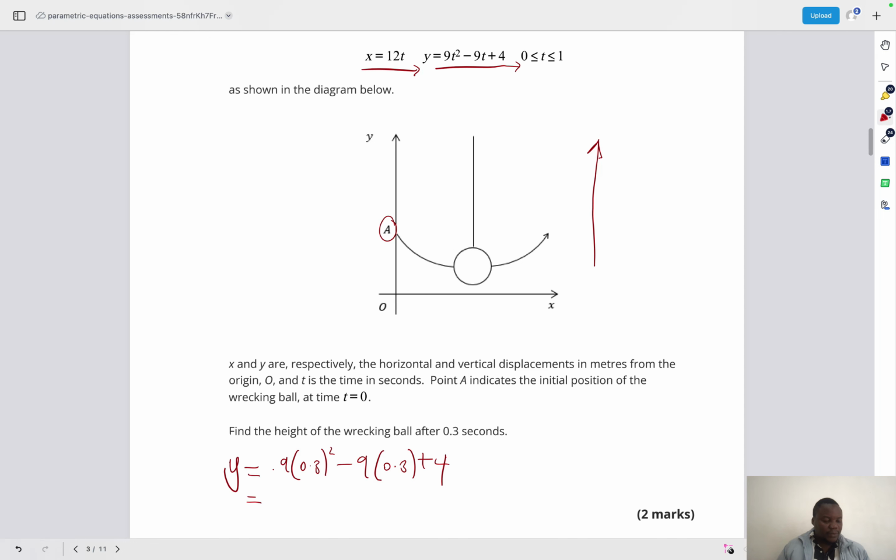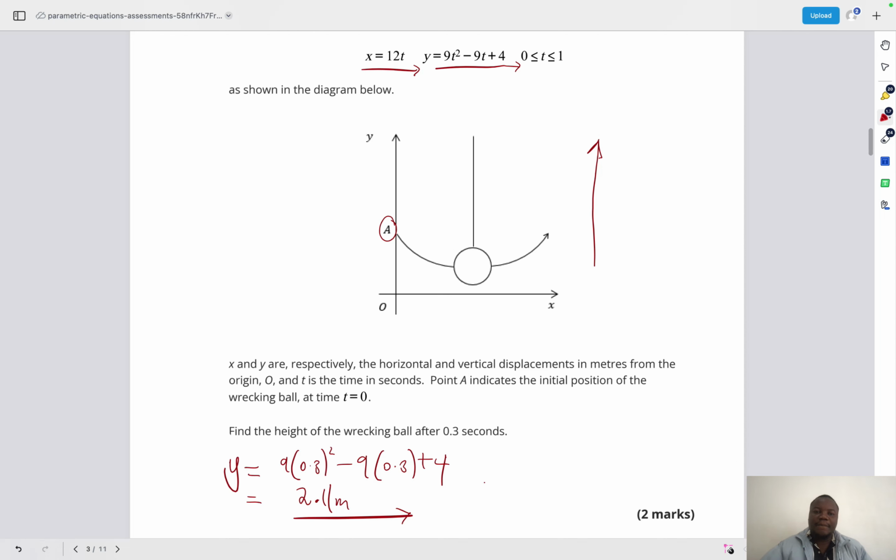So we've got 0.3 squared, then minus 9 times 0.3, plus 4. So this one, according to my calculator, it gives me 2.11 meters. So it means after 0.3 seconds, this ball will be at a height of 2.11 meters.